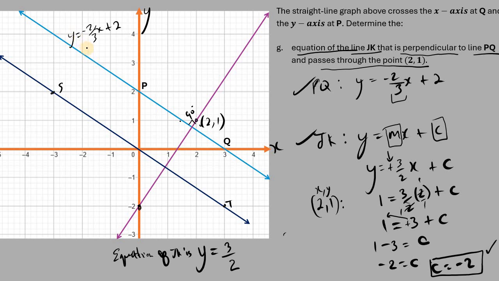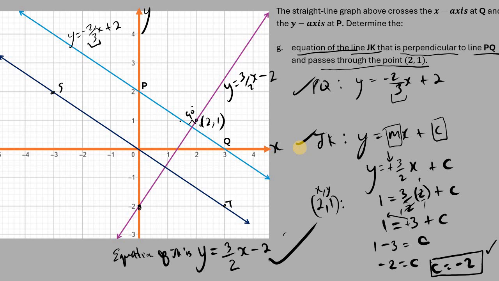So this one here, the gradient is negative 3 over 2. This one here is positive. So y equals the positive 3 over 2. Reciprocate the 2/3 x, and where it cuts the y-axis, it's minus 2. So y equals 3 over 2 x minus 2. Okay, and that's it.